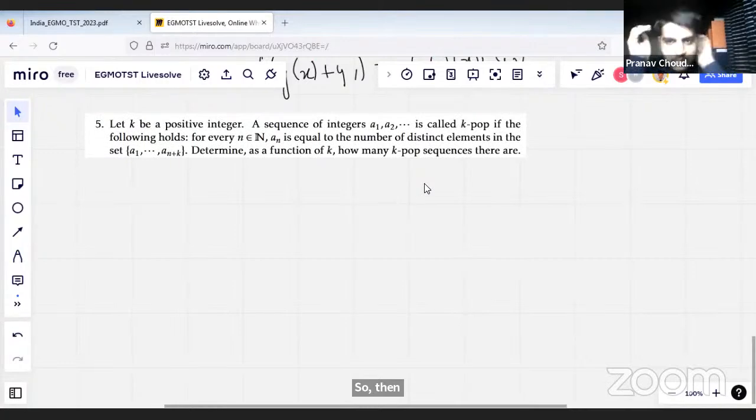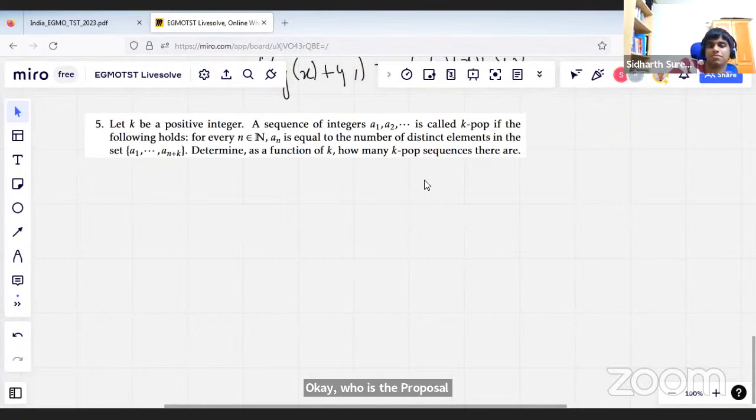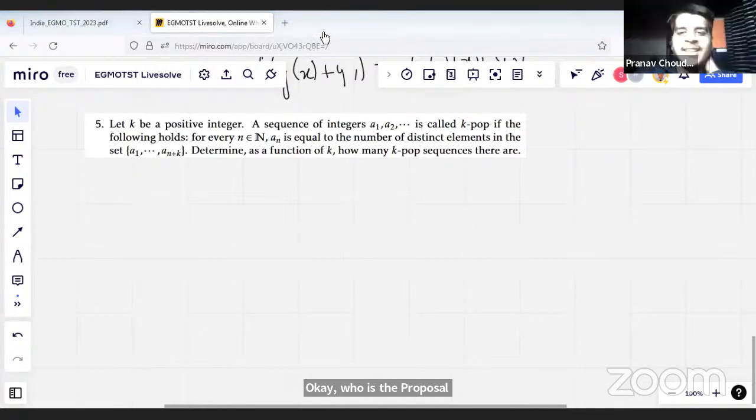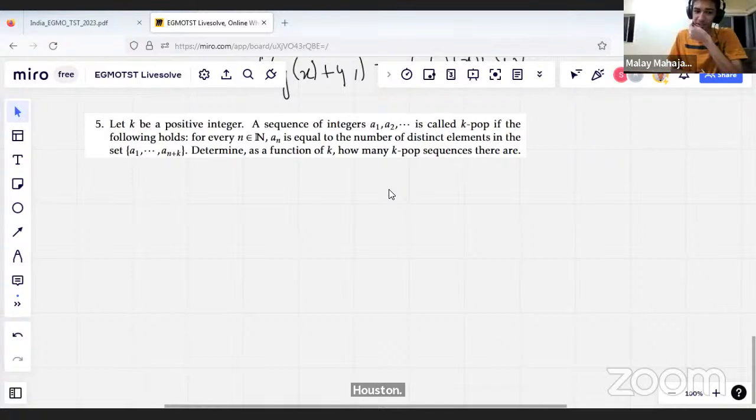Let's see. K-pop. Who is the proposer? The K-pop. How many K-pops? Distinct elements. N is equal to the number of distinct elements.